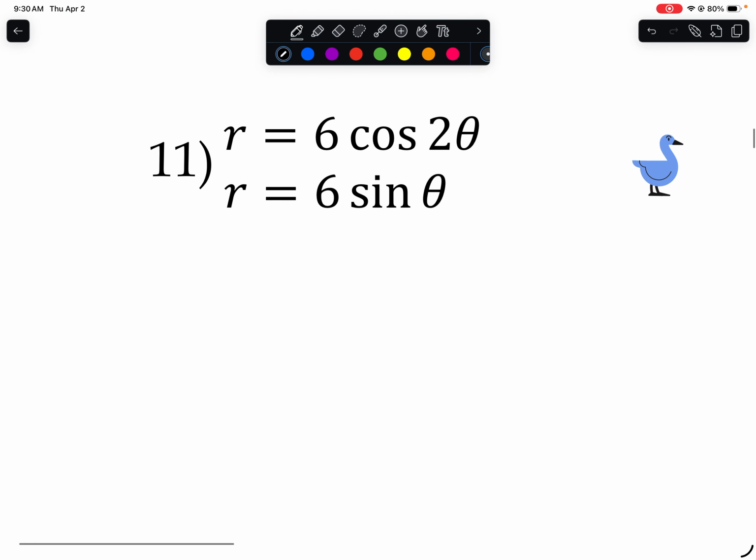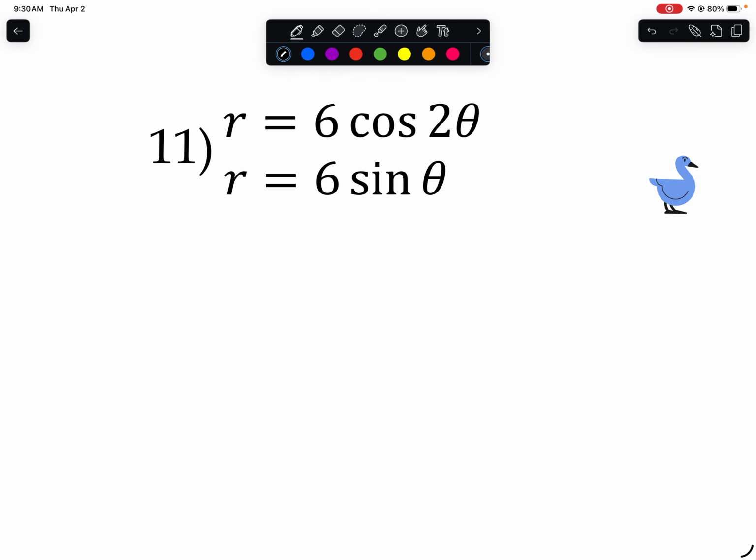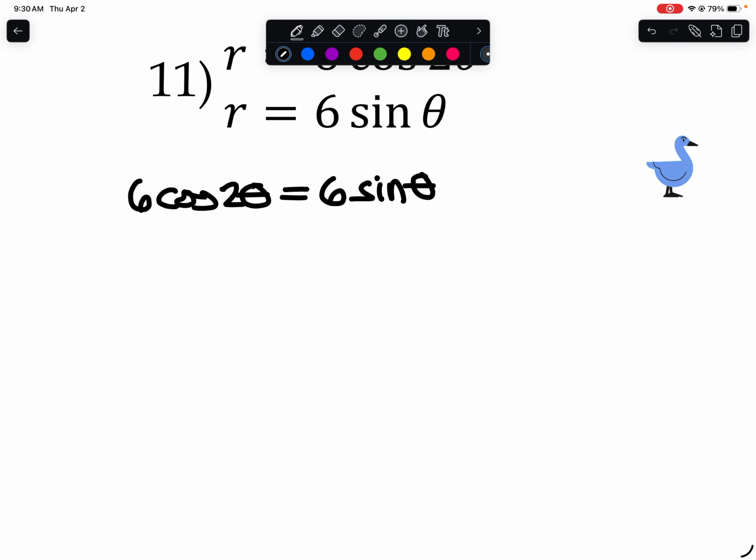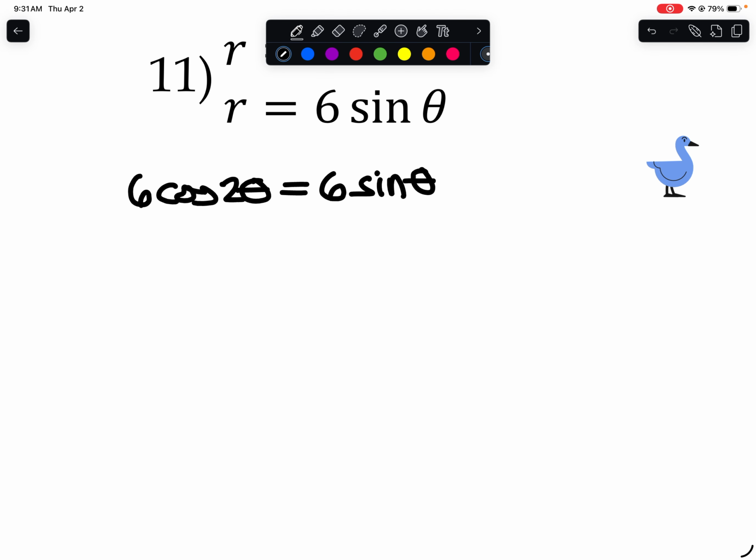Okay, so with this, trying to think, where do I even want to start? Let's actually start with algebraic steps. So I'm going to do 6 cosine 2 theta, and I'm going to set that equal to 6 sine theta. Now, if you look here, we have a double angle value over here on the left side, so we actually need to bring back identities. So I know from identities that a double angle for cosine is going to be the same as cosine squared theta minus sine squared theta.